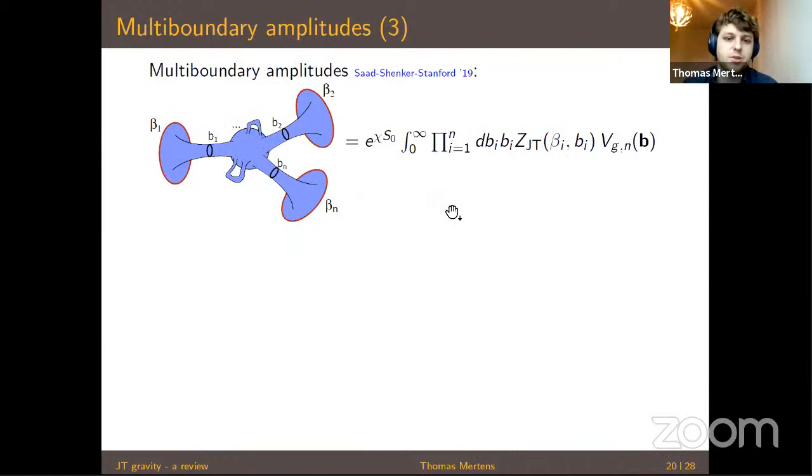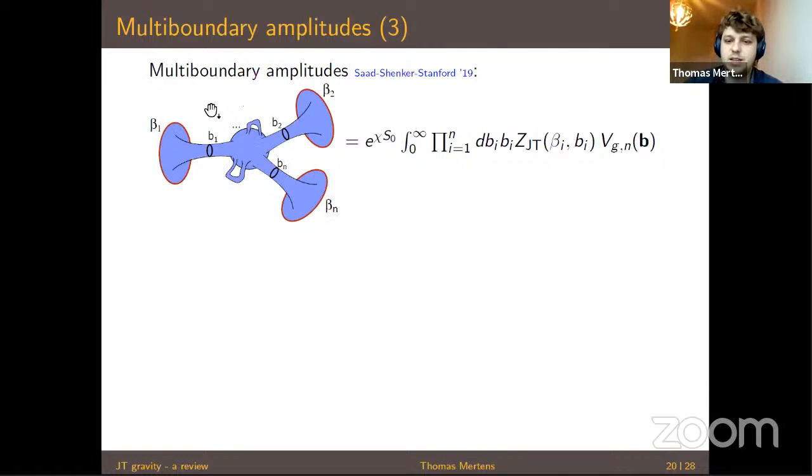So now I will show you how you calculate these multi-boundary amplitudes in JT gravity, following this seminal work by Saad, Shenker, and Stanford from 2019. What I've drawn here is a generic multi-boundary amplitude. I have boundaries with lengths beta 1, beta 2, up to beta n, and some complicated higher topological thing in the middle where I can have an arbitrary number of handles on it and so on.